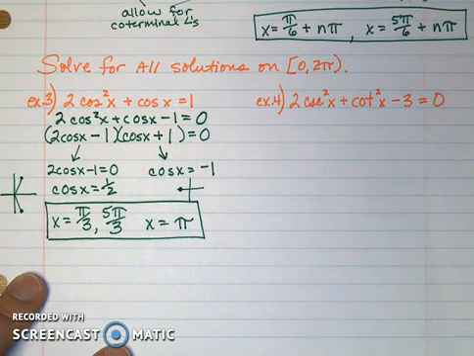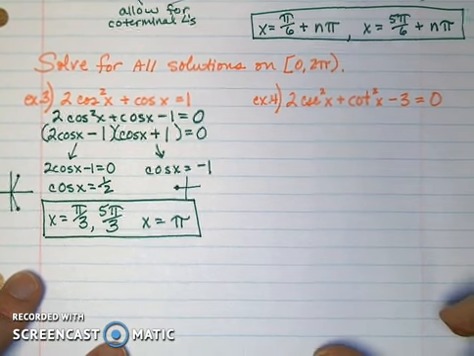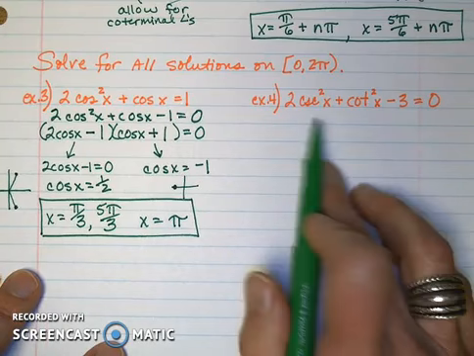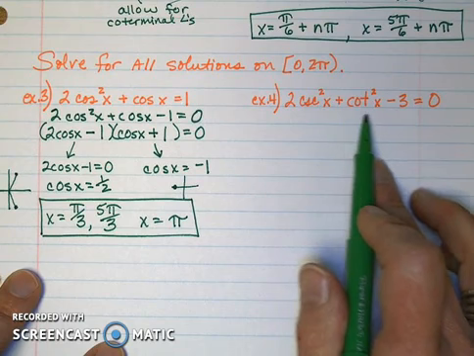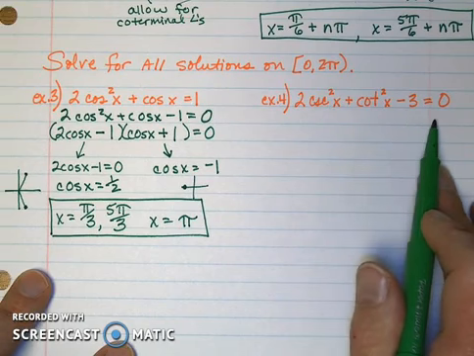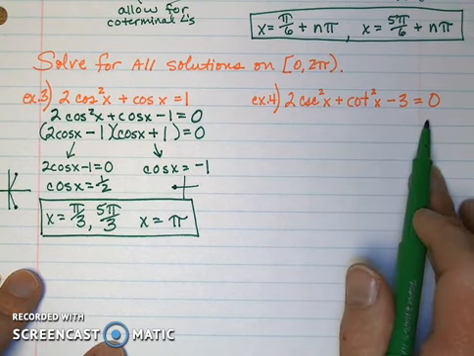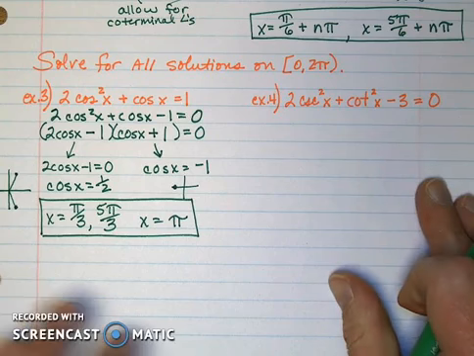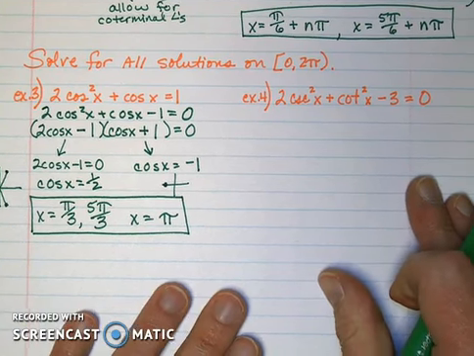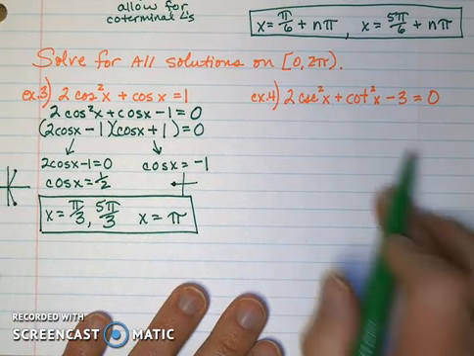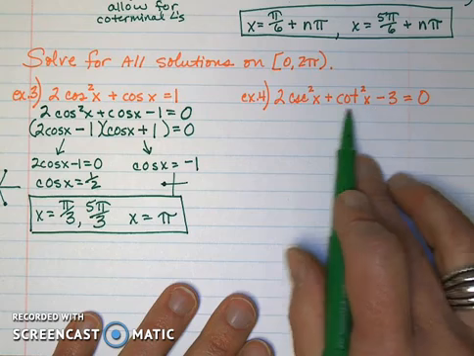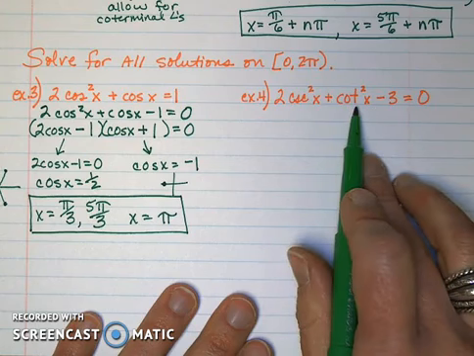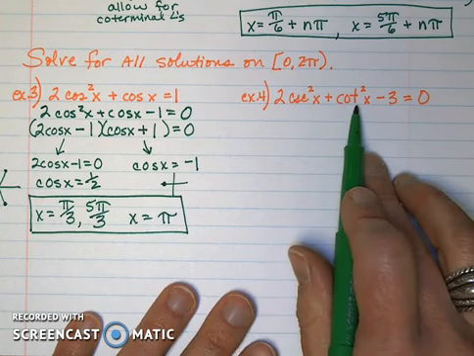Let's look at example 4. Example 4 says 2 cosecant squared plus cotangent squared minus 3 equals 0. We have a little bit of work to do on this one, and this is where some of your identities come in handy. I have a cosecant squared and a cotangent squared, and I have to decide which one I'm going to keep. I know that I have a relation between them with my Pythagorean identities.